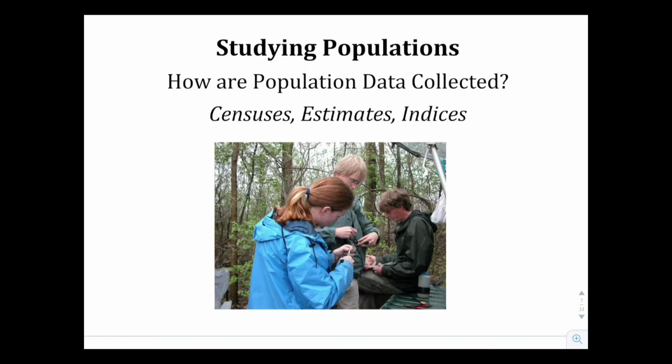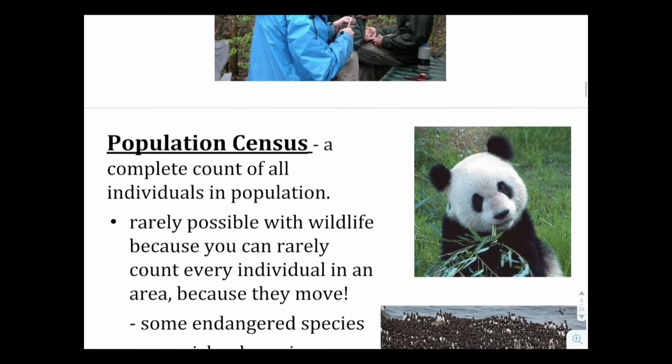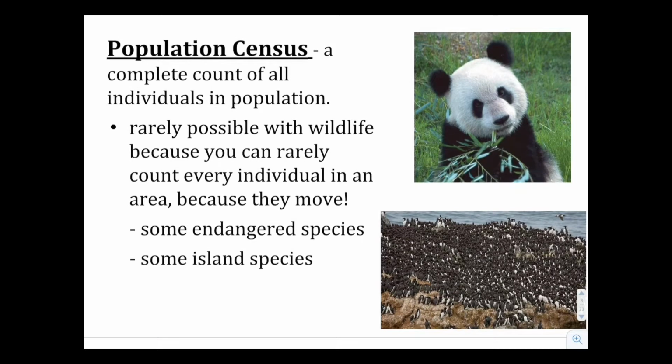And there are 3 distinct ways that you can think about collecting population information. There's a census, there are population estimates, and there are population indices. Now, a census, which some of you may be familiar with because it's conducted throughout the United States every 10 years, a census is a complete count of a population.